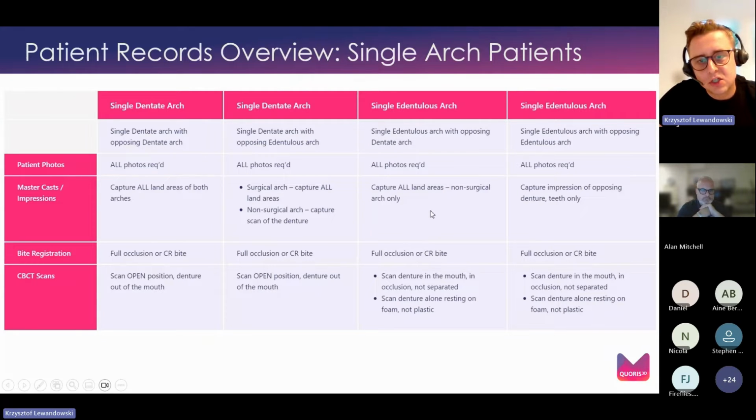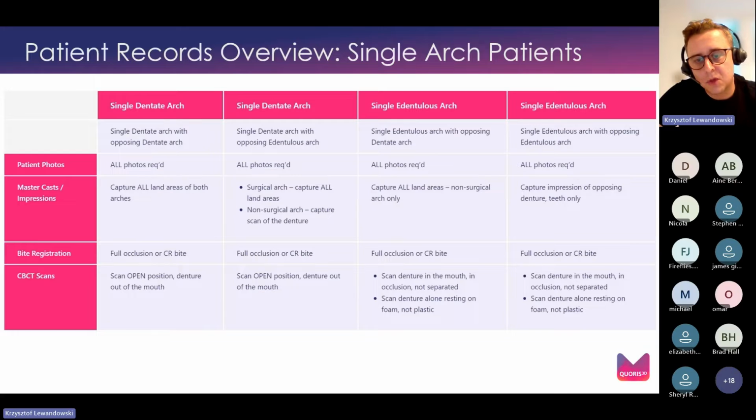Capture all land areas, non-surgical arch. We would need to receive the bite registration or bite scan. And here we will follow the dual scan protocol. So we would need to receive 2 scans from you. The first one is the scan in situ, so a scan of the denture in the mouth, in occlusion, not separated, with the markers in place. And the second scan is a scan of the denture alone, resting on the foam, not plastic, with exactly the same position of the markers. That's really, really important.